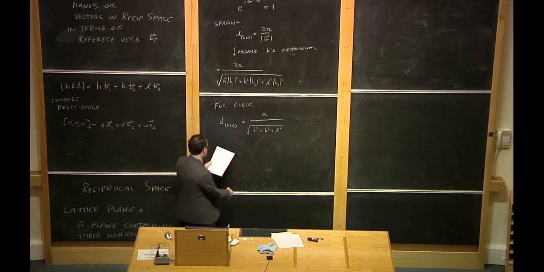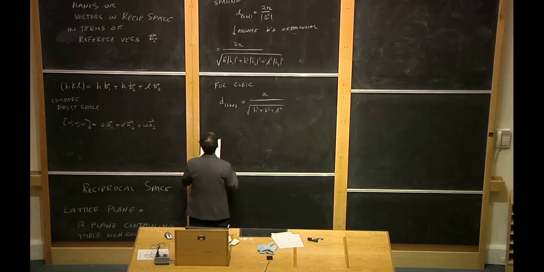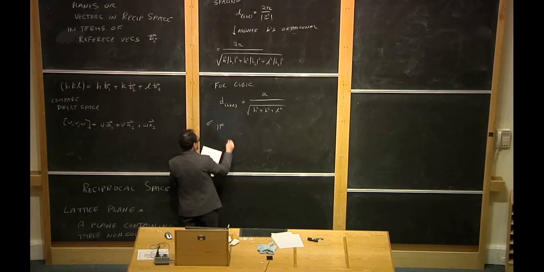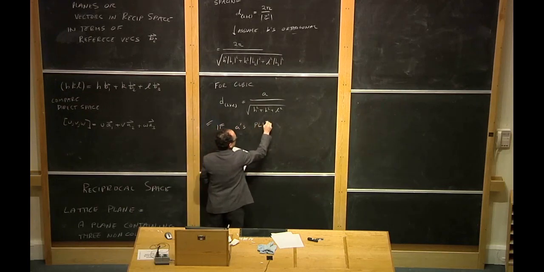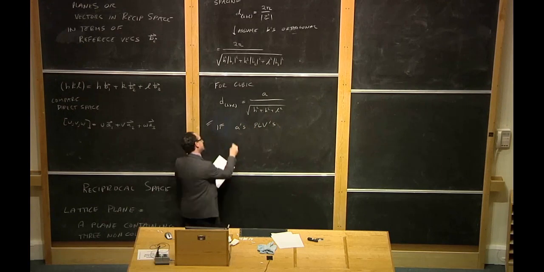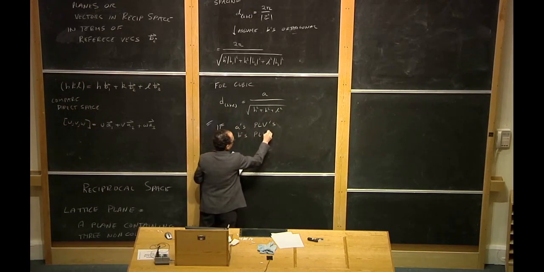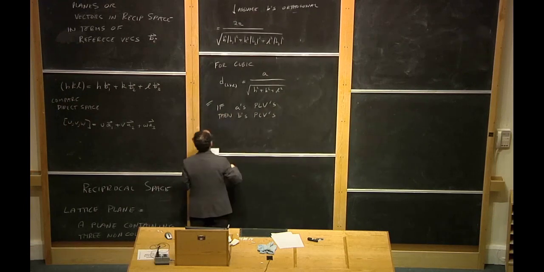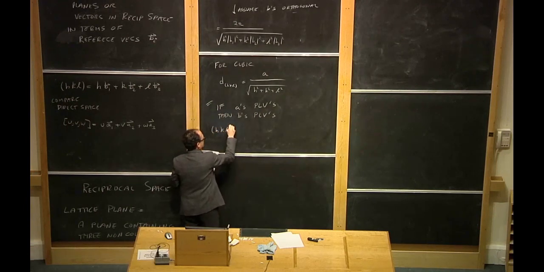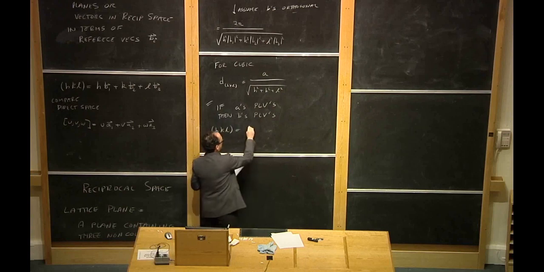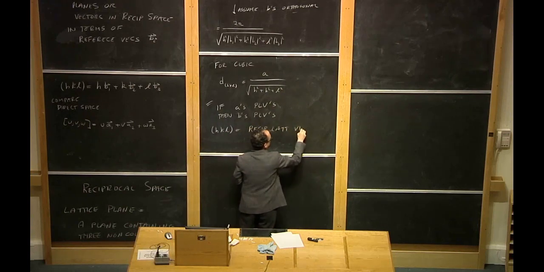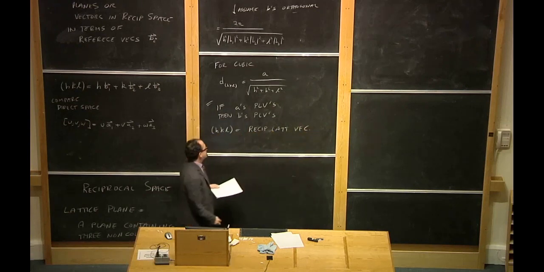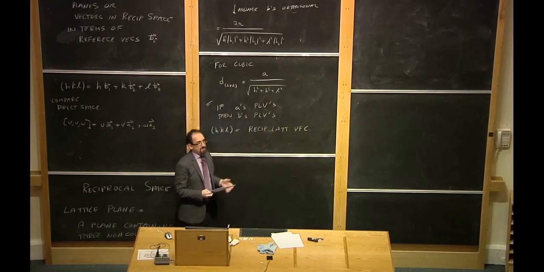Okay? And maybe I'll note this one more time. If the a's are PLVs, then the b's are PLVs. And that means that (hkl) is a reciprocal lattice vector. But it's not always the case if the a's are not PLVs to start with.